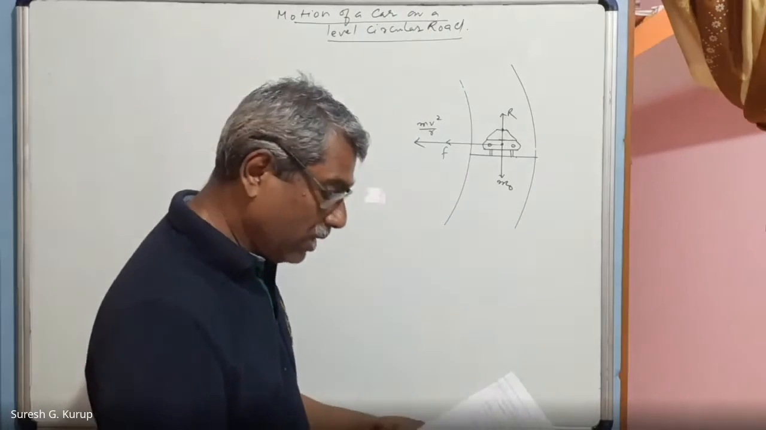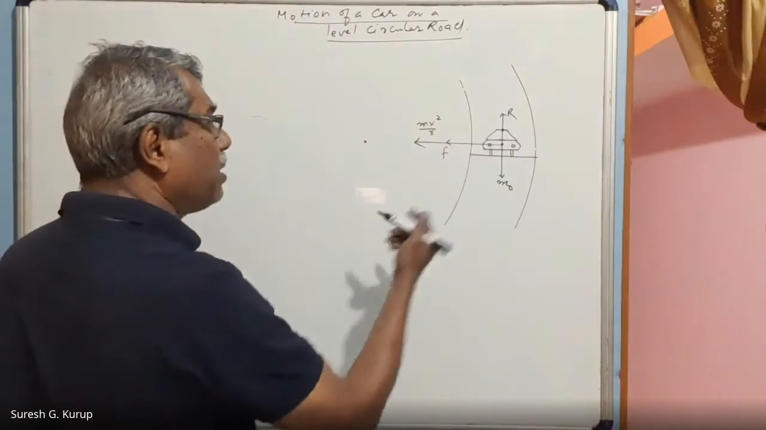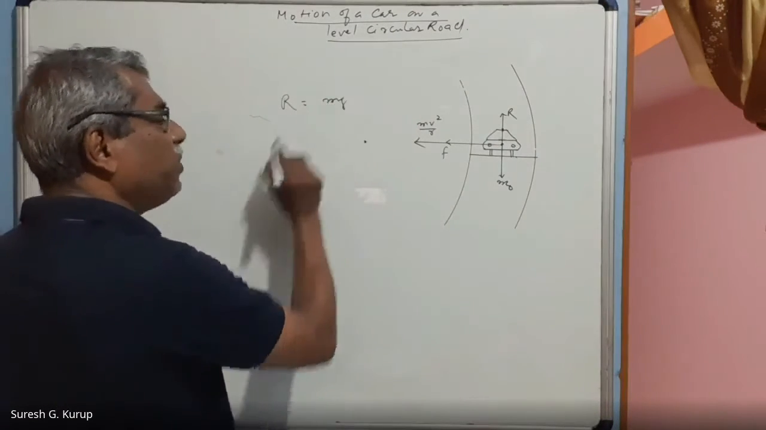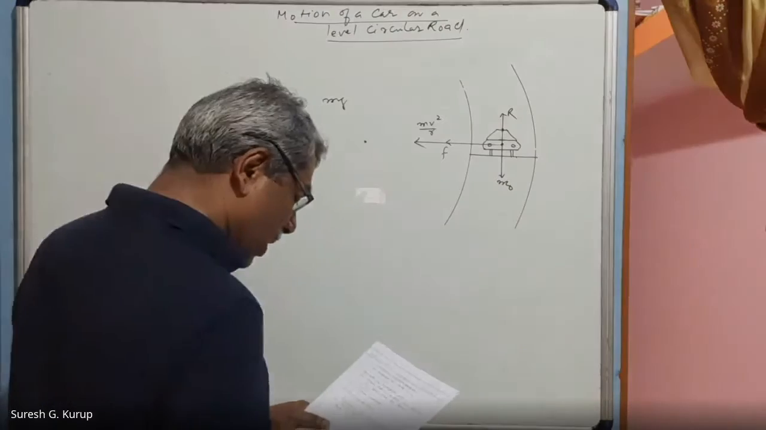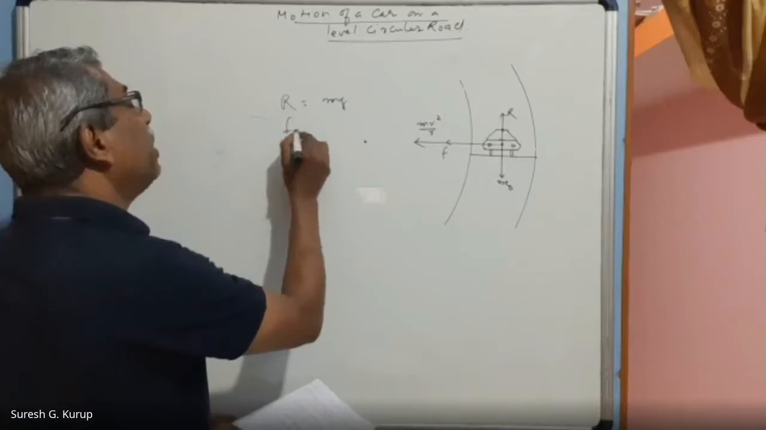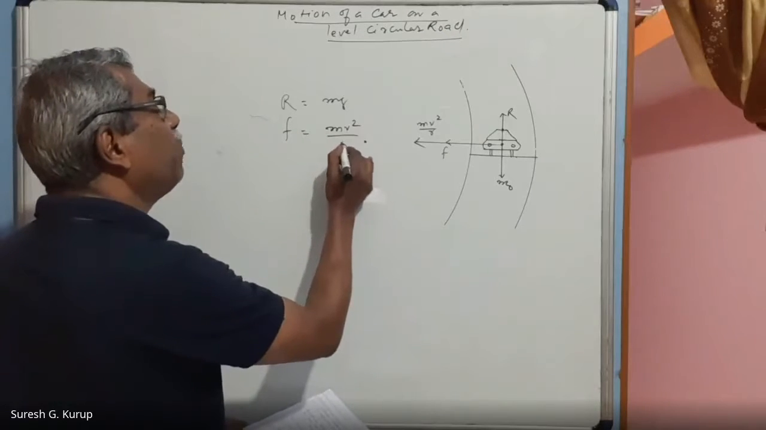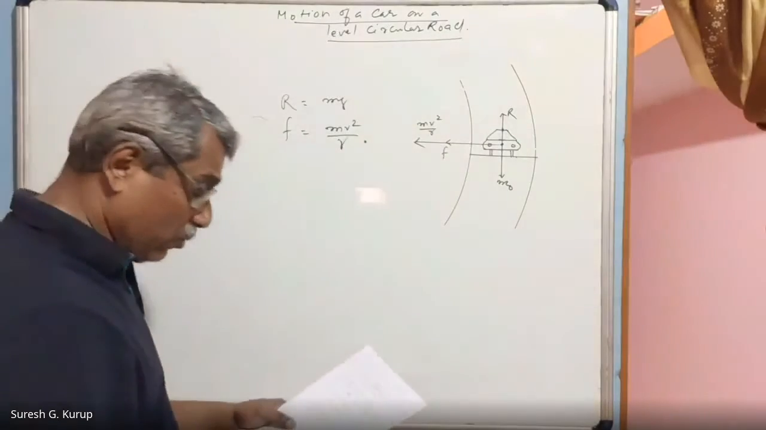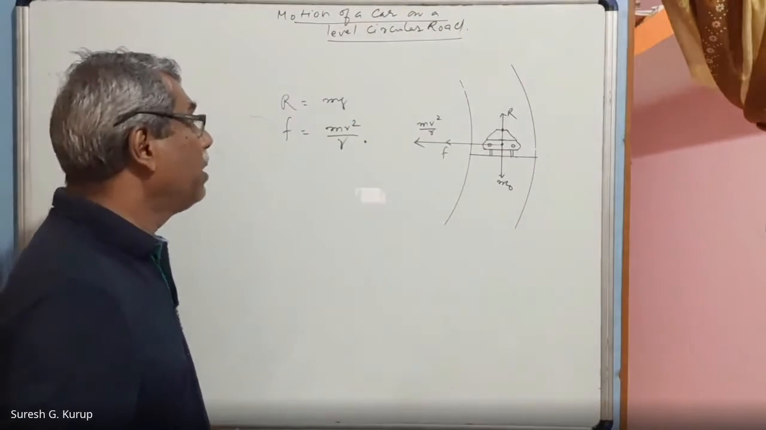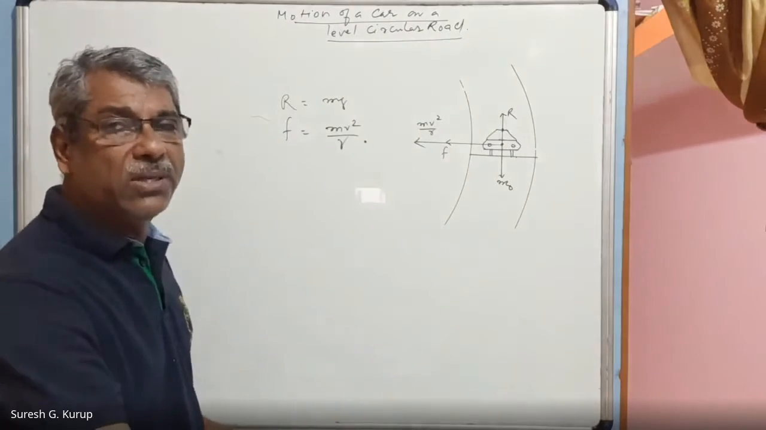So we can write in this case R balances mg. That means the force of reaction balances mg. Again, F balances mv square by R. F is equal to mv square divided by R. That means the force of friction produces mv square by R. Force of friction provides the centripetal force.